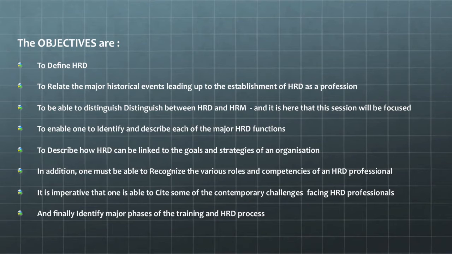In the previous session, I highlighted the 8 objectives that must be achieved towards ensuring an effective human resource development program. The objectives are, firstly, to define human resource development; secondly, to relate the major historical events leading up to the establishment of human resource development as a profession; thirdly, to be able to distinguish between human resource development and human resource management. And it is here that this session will be focused.